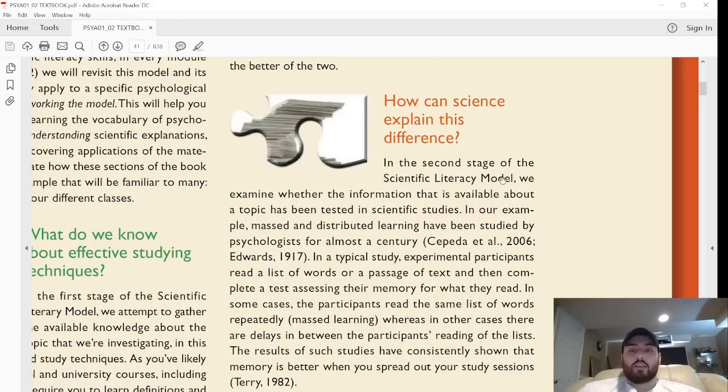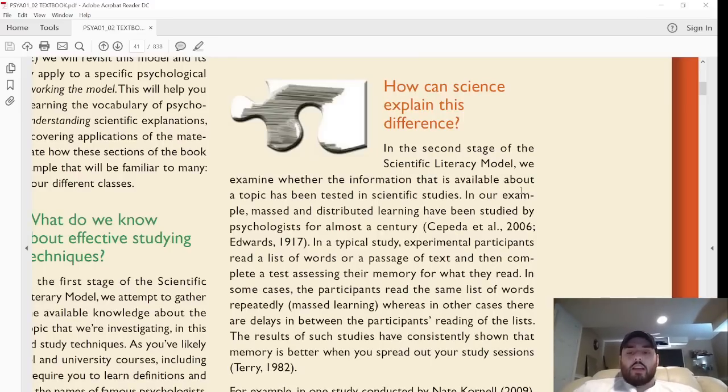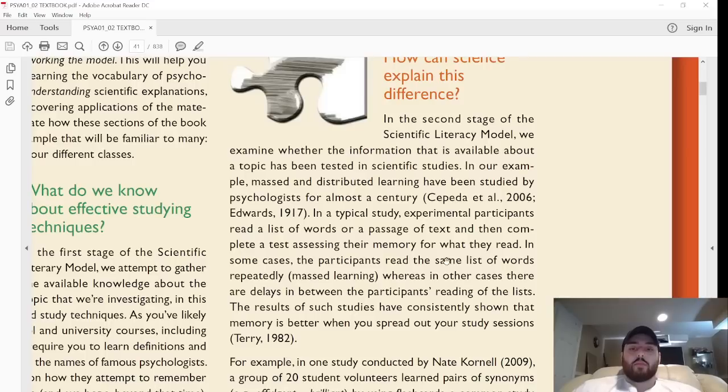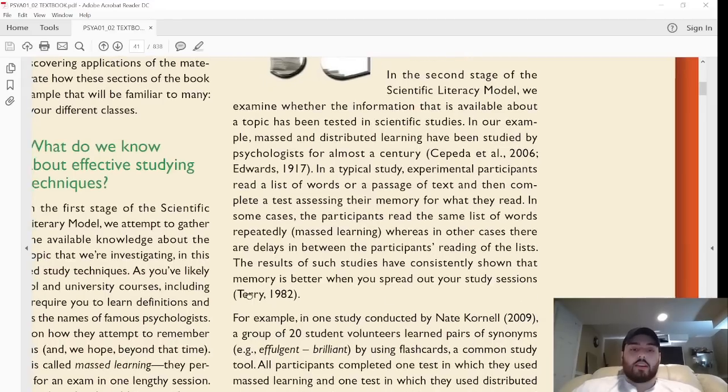In the second stage of the scientific literacy model, we examine whether the information that is available about a topic has been tested in scientific studies, okay? In our example, massed and distributed learning have been studied by psychologists for almost a century. In a typical study, experimental participants read a list of words or a passage of text and then complete a test assessing their memory for what they read. In some cases, the participants read the same list of words repeatedly, massed learning, whereas in other cases, there are delays in between the participants' reading of the lists. The results of such studies have consistently shown that memory is better when you spread out your study sessions, and it cites the study here, Terry, 1982.